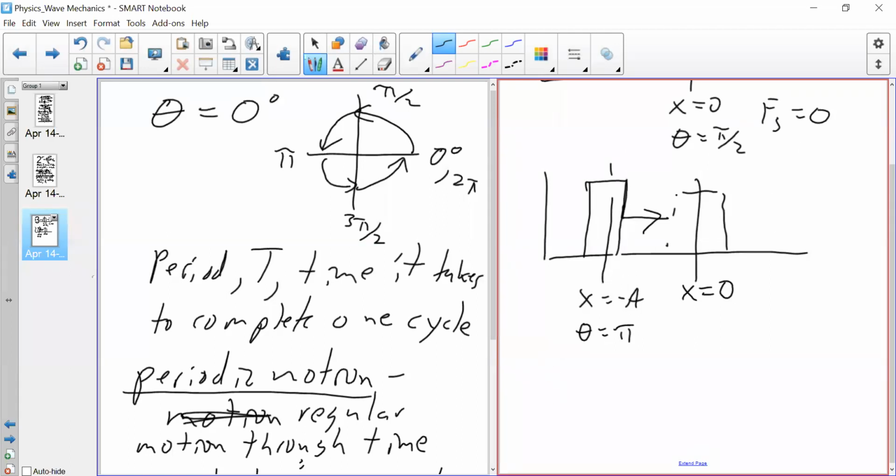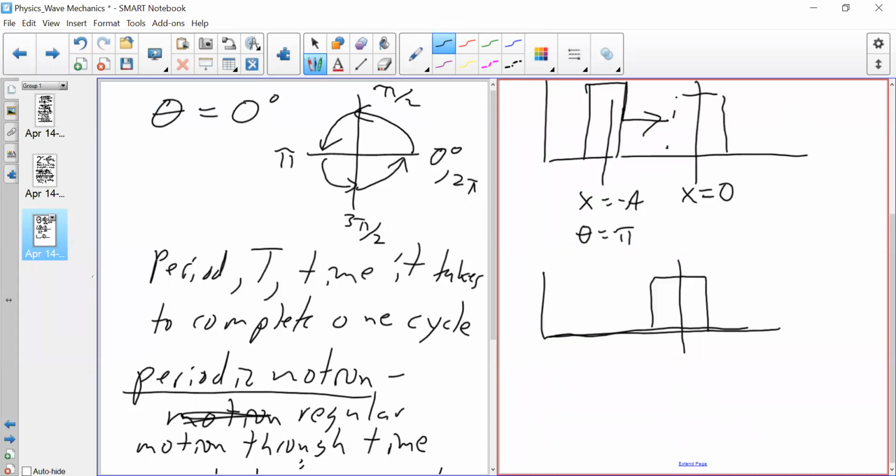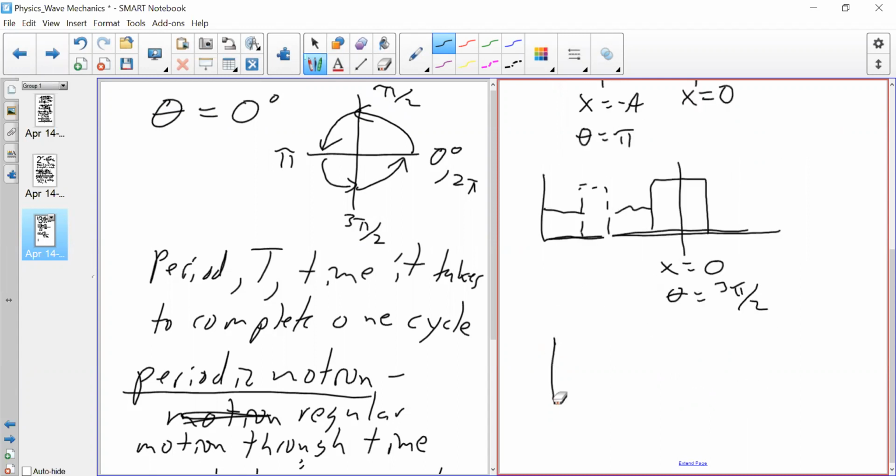So that's just pi. And then it goes back to 0. After leaving pi, or this point, this is back to x equals 0, or theta equals 3 pi over 2, 270 degrees. And then at the end of the day, it goes back. Once it gets back to where it started, that's one cycle, one period, one cycle, one wavelength.